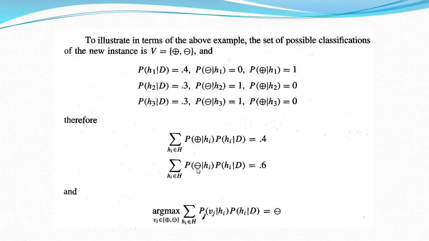For the negativity, for the first hypothesis, negativity is 0, so 0 times 0.4 is 0. And next, 1 times 0.3 plus 1 times 0.3, what do we get? 0.6. Between these two, the one with the maximum value we call the optimal Bayes classification. So 0.6, the negativity, has the maximum, so this is the optimal Bayes classification.